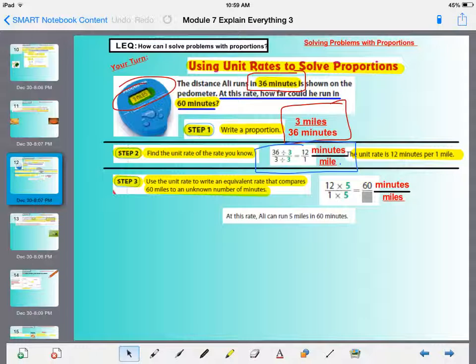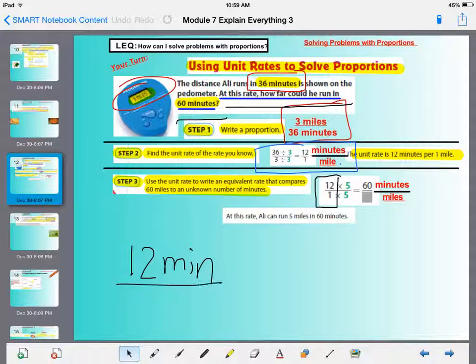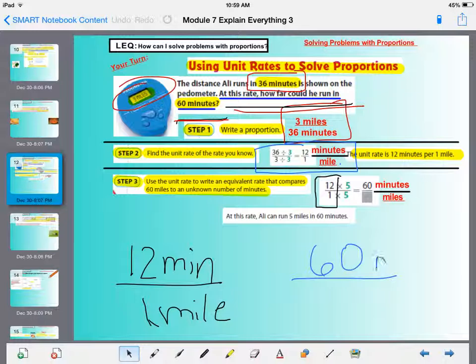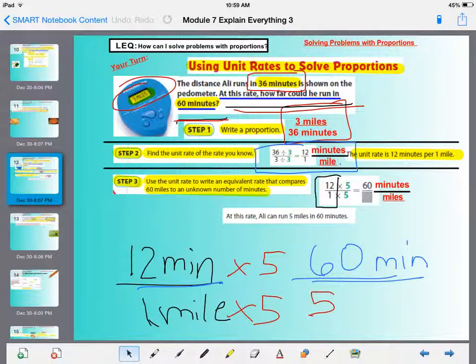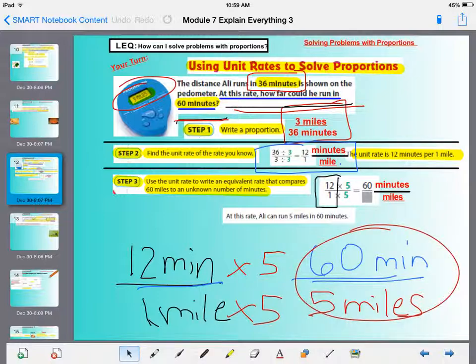And then the last step is to take the unit rate, which is the 12 minutes per 1 mile. And then the question is saying at this rate, how far could he run in 60 minutes? So again, we match up the minutes to the minutes. What we've determined so far is that it takes Ali 12 minutes to run 1 mile. I'm going to match up my minutes to my minutes. And so to get from 12 to 60, I know that I'm getting bigger, so I multiply by 5. And what I do to the denominator, I do to the numerator. And so Ali, at this rate, can run 5 miles in 60 minutes.